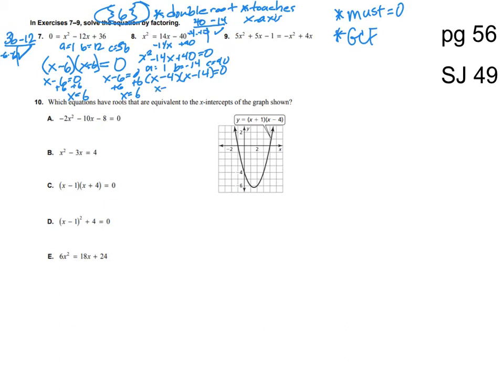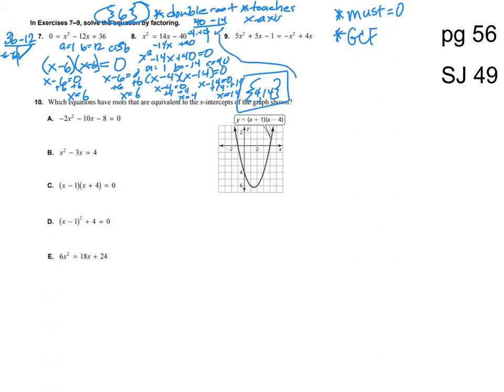Do the zero product property. Add 4 to both sides, so x equals 4. Add 10 to both sides, x equals 10. So my two solutions for number 8 are 4 and 10.